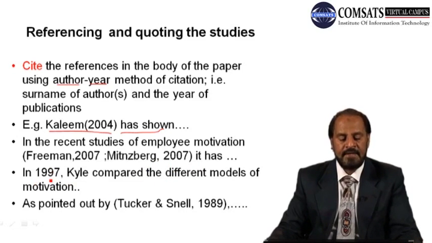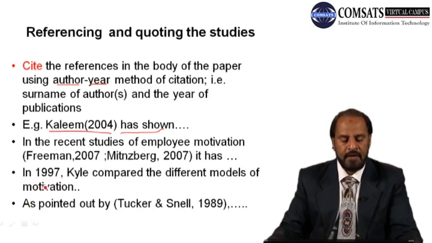Another example is: in 1997, Kyle compared the different models of motivation. Now again, you're looking at the surname and the year being referenced, but according to the sentence, you have rearranged the surname and the year to make the sentence look more meaningful and the flow of the sentence more meaningful. So one way of referencing within your text or literature review is this, which is the author-year method.